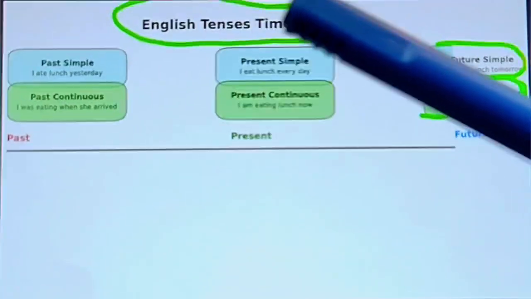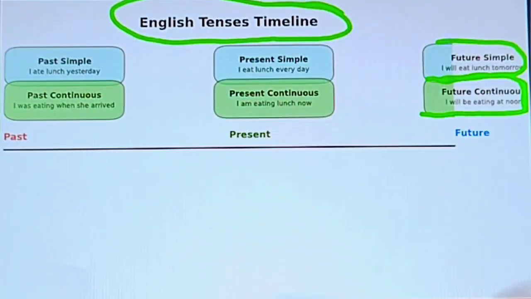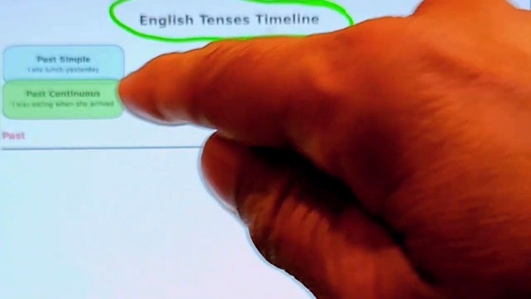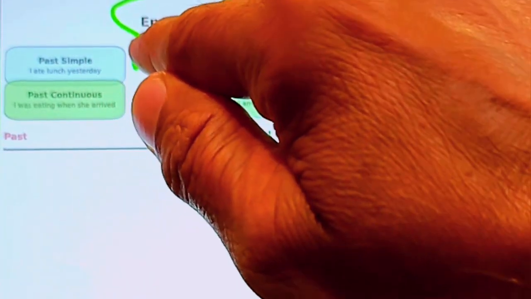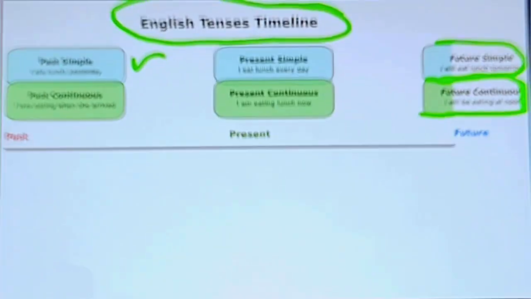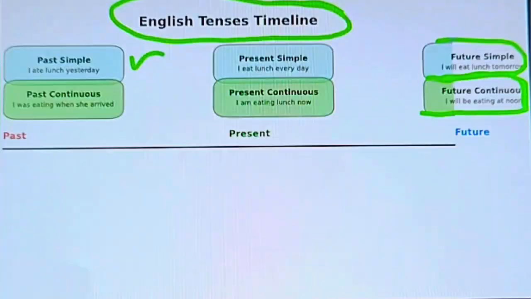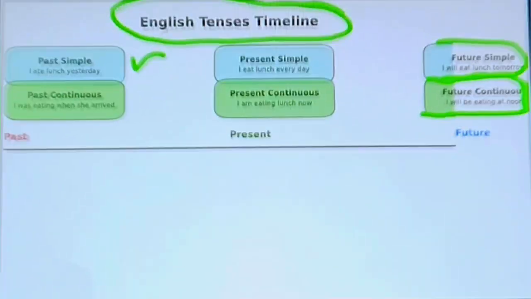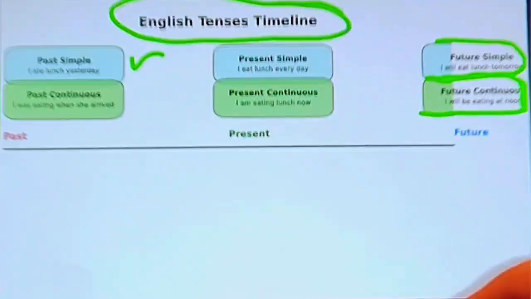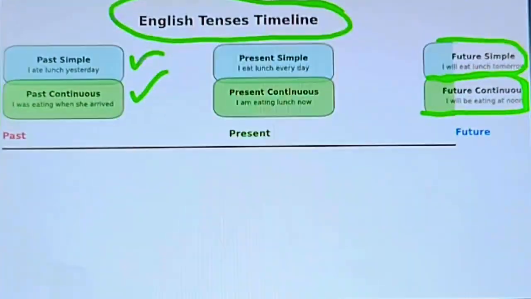So we take an example from the left hand side, where we put all tenses in the past. Past is yesterday, and yesterday is gone. And we have an example here, I ate lunch yesterday. This is gone, and this is the past tense. This is past simple tense, and next is past continuous. I was eating when she arrived. This is the next example.